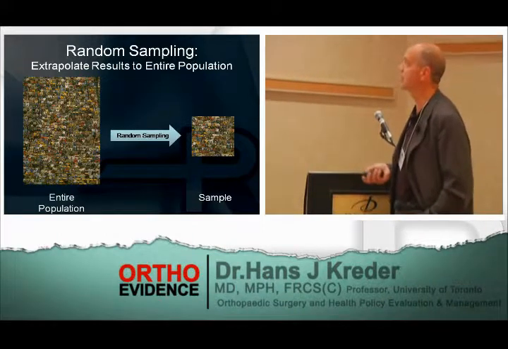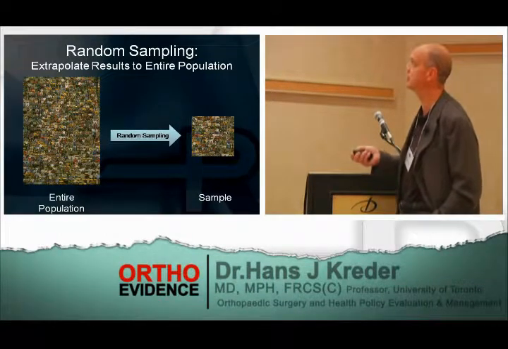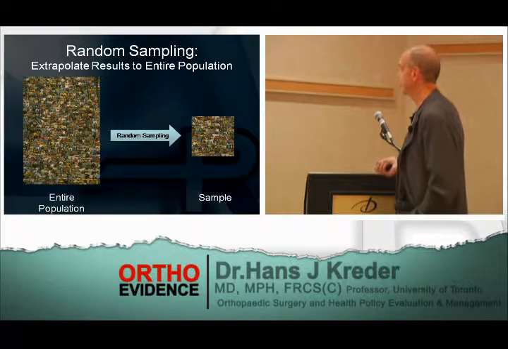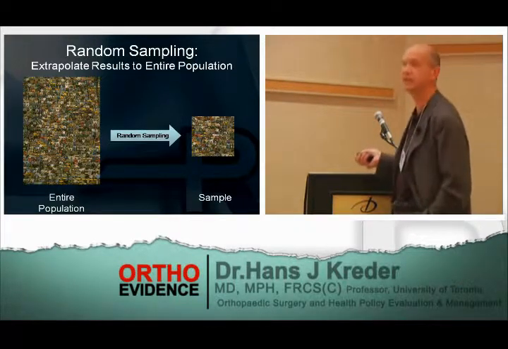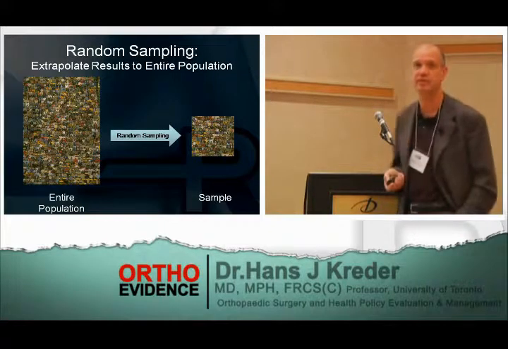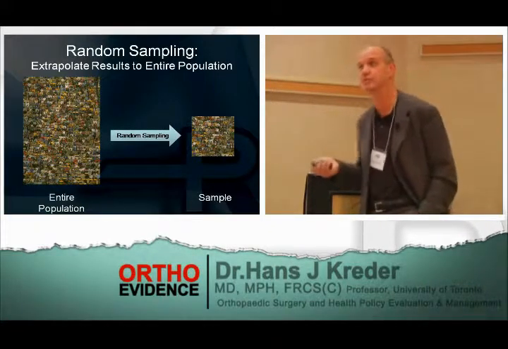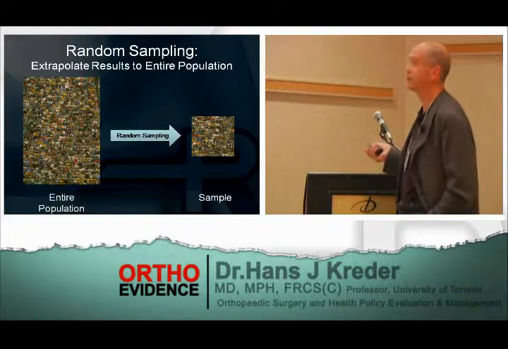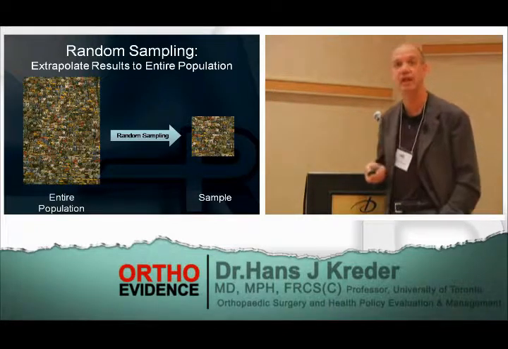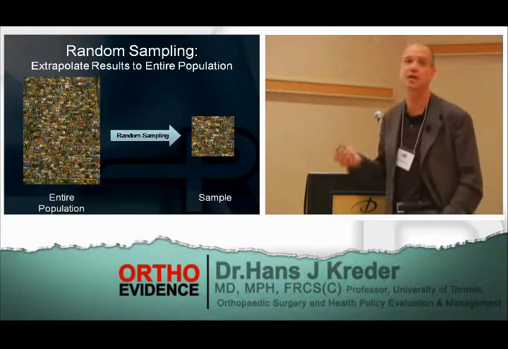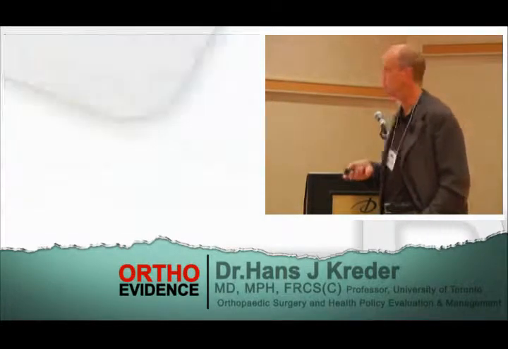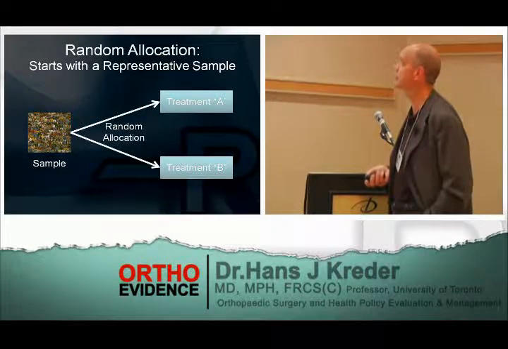So a random sample, if this is the entire population, you want to do something with your sample that reflects the population so that you can summarize, you know, what's the average height, the average weight, the average whatever of the population. So you take a random sample of the population. There are techniques to do that so that you can then extrapolate your findings in the sample and describe the entire population. But random allocation is a little bit different.